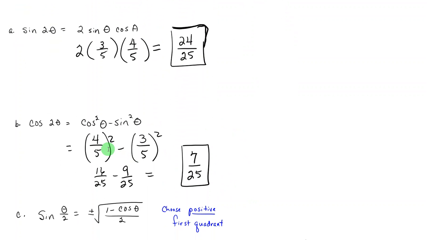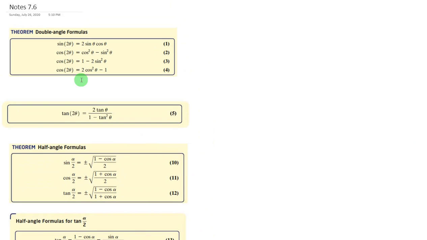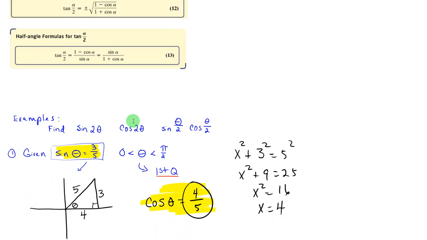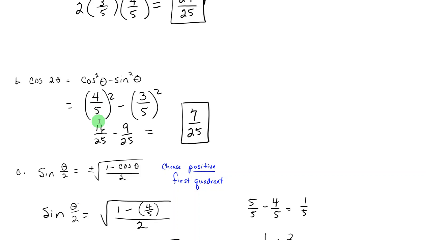Cosine 2 theta. Now there are a couple of formulas. Let's go back up here for a second. So for cosine 2 theta, all three of these work, and you could choose any of them depending on what you're given. That could affect which one you want to use. I chose to use this one because I do have both cosine and sine. So cosine squared theta minus sine squared theta. Plug in your 4/5, your 3/5, you get 16 over 25 minus 9 over 25, so we got 7 over 25.